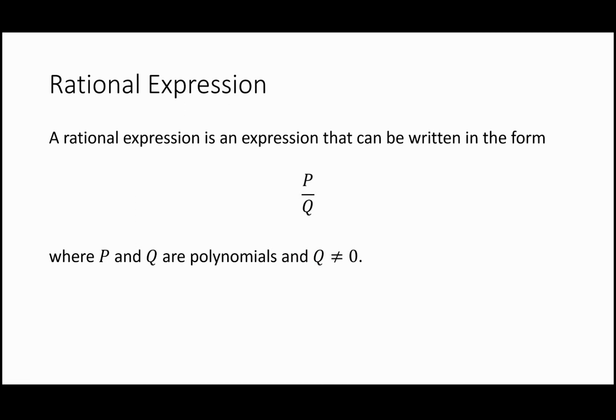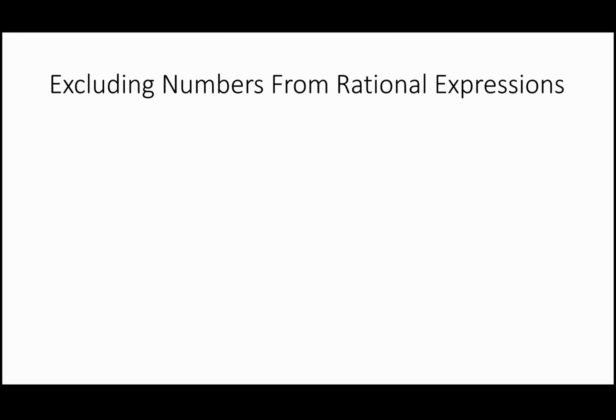So we're actually going to start by discussing when a rational expression's denominator could equal a 0, and we'll want to capture those values and set them aside or think about them in a certain context later when we solve rational equations. So that's what this next little bit is about, excluding numbers from rational expressions.